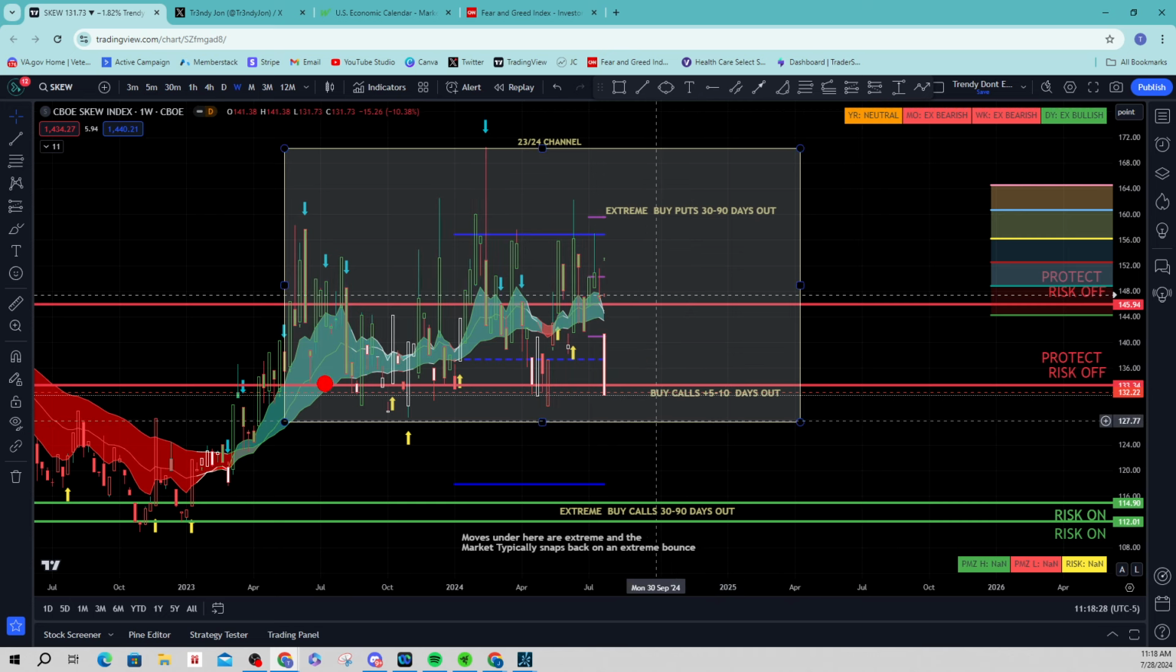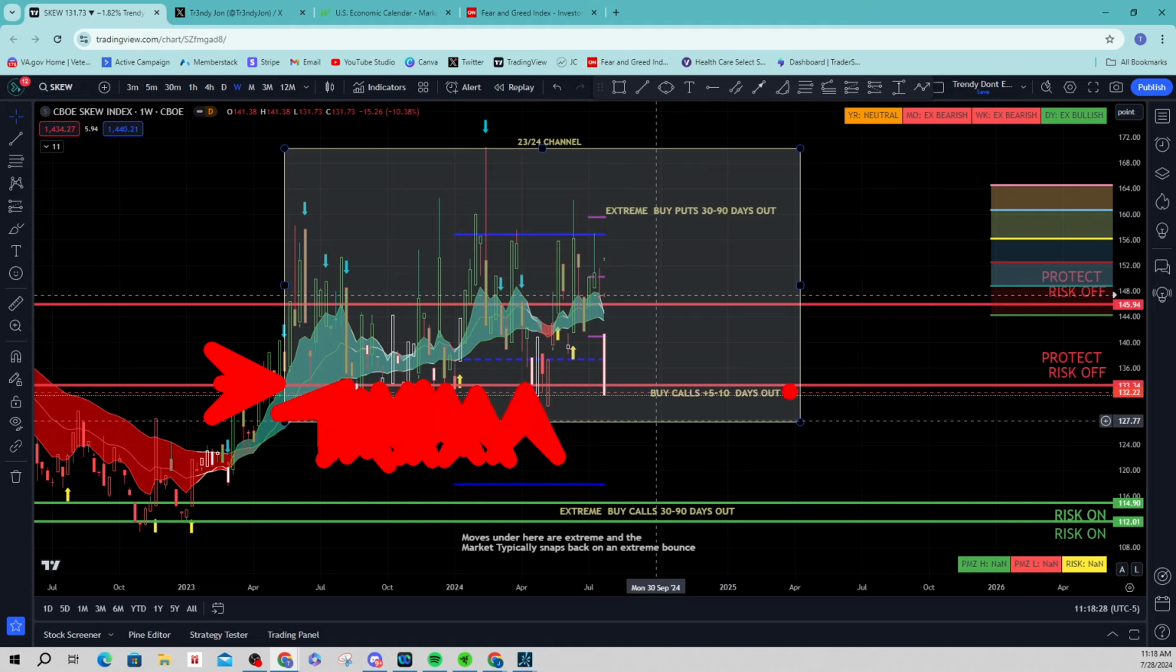And the way that this works is that ever since May, when we busted above there, every time we came back buying anywhere from 5 to 10 days out in calls, it's worked really, really well. Now, something that hasn't happened since then is 2 consecutive weeks. And I've been saying this for a long time. If we get 2 consecutive weeks under this red line, that is a different look. And the probabilities start going up a little bit more that we could see the extreme levels.